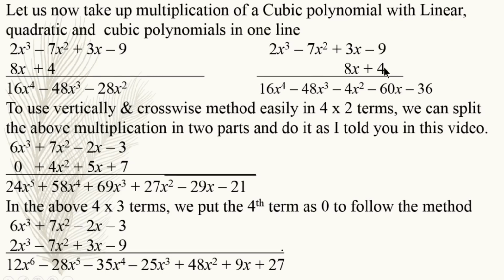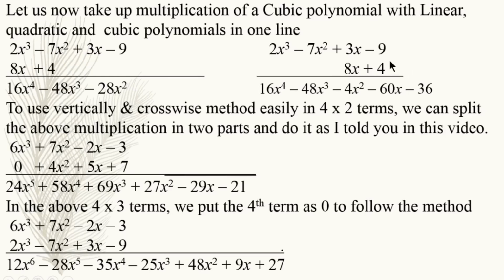I have split it in two parts, and let's see how we use the vertical and crosswise method. First we put this 8x plus 4 on the left hand side and have the cross multiplication here and the vertical multiplication. 2x cubed into 8x is 16x raised to the power 4. Then 8 into 7 is minus 56x cubed plus 8x cubed is minus 48x cubed.